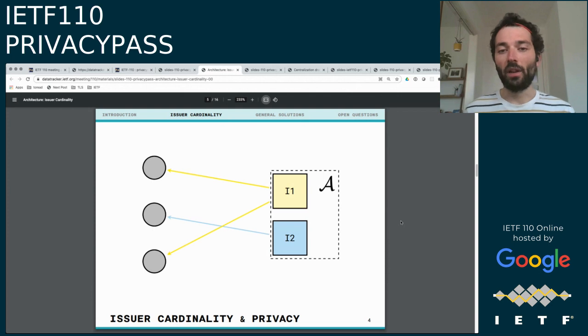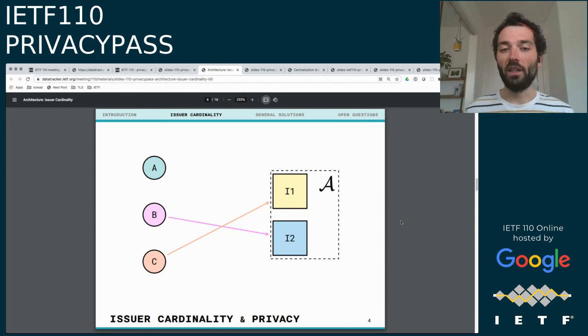In the issuance phase, the clients are issued tokens, so the clients are these blobs on the left-hand side, and these issuers I1 and I2 issue tokens to some clients. But at this stage, the issuers don't learn anything about the clients other than what is defined at the transport layer of the protocol, which is not something that's currently covered in this working group. The next slide, please.